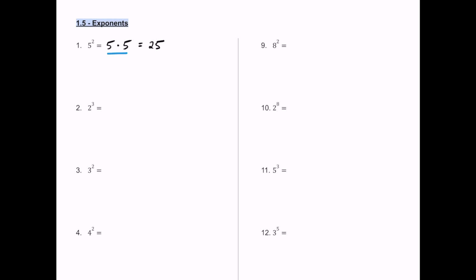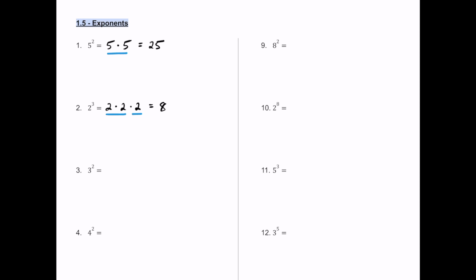For number 2, we have 2 to the third power, or 2 cubed. That's going to be 2 times 2 times 2. And so if we take a look at that, the first 2 times 2, that's going to be 4. And 4 times this next 2 is going to equal 8. So that's the value of this power.